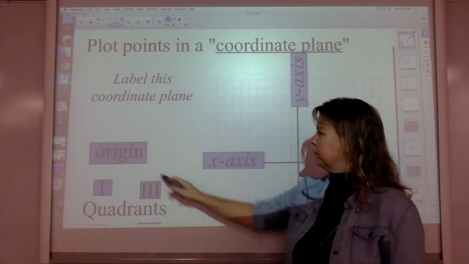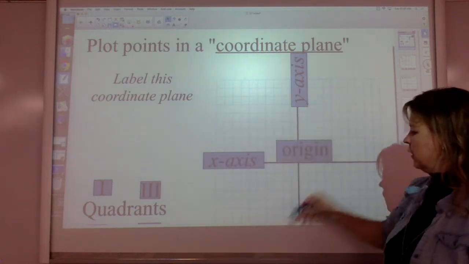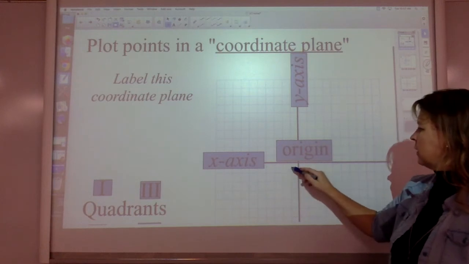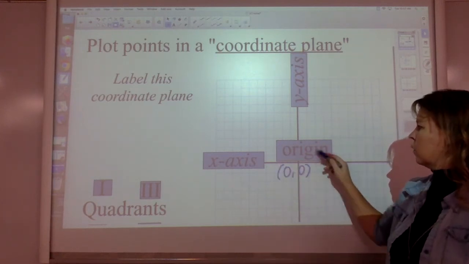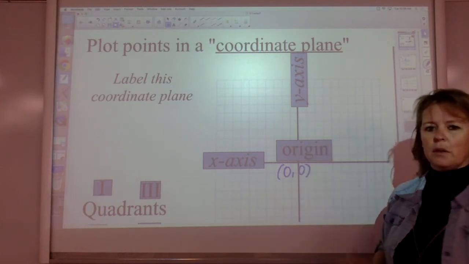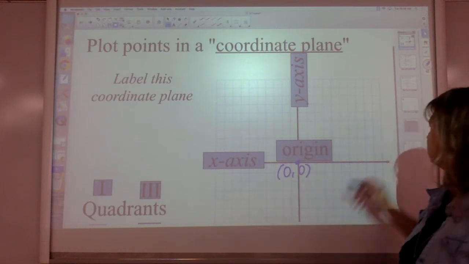The origin. Origin is 0, 0. It's the exact middle of the graph. Go ahead and throw some coordinates on that. You should have 0 and 0 for the origin. 0, 0. You didn't move over, you didn't move up. It's right smack dab in the middle.